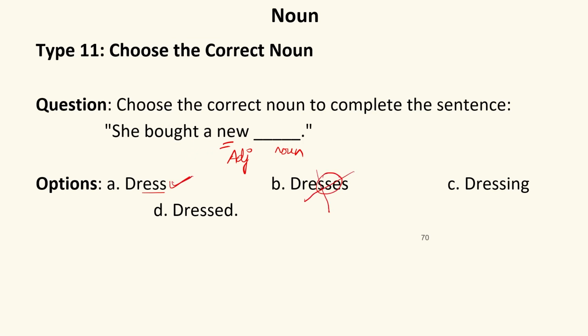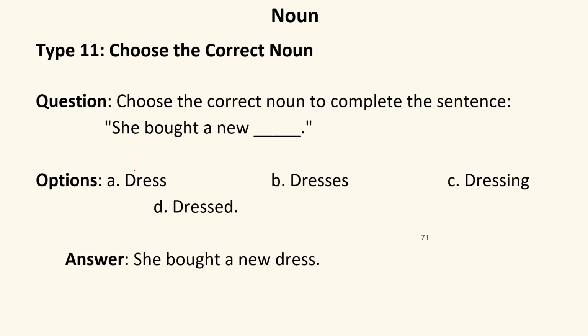Dresses is incorrect, because though dresses is a noun, A represents one, and one is used for singular. So dresses cannot be used over here because dresses is plural. Dressing cannot be used, because dressing means something else, and dressed is an adjective. So the correct word to be used over here is dress. A option is absolutely correct.